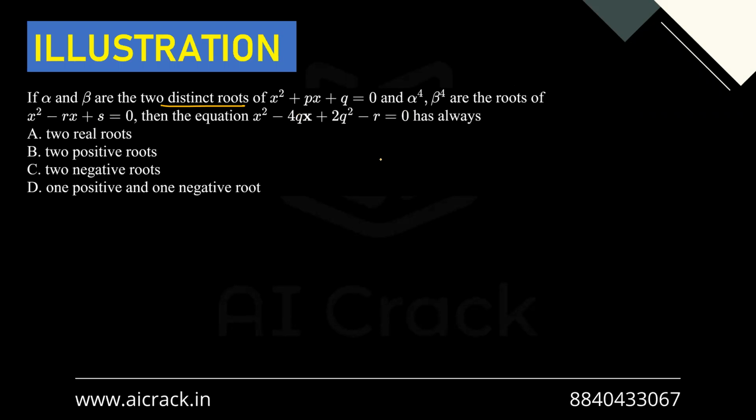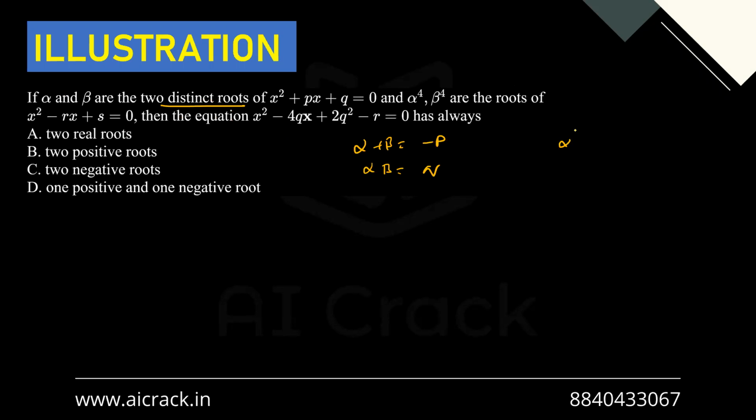So over here, from this particular equation, I can see that alpha plus beta equals minus p and alpha beta equals q. And we don't really know, except that these two roots are distinct. We don't really know if they are positive or negative. We just know they are distinct. So this is the information which we can derive from this first equation.